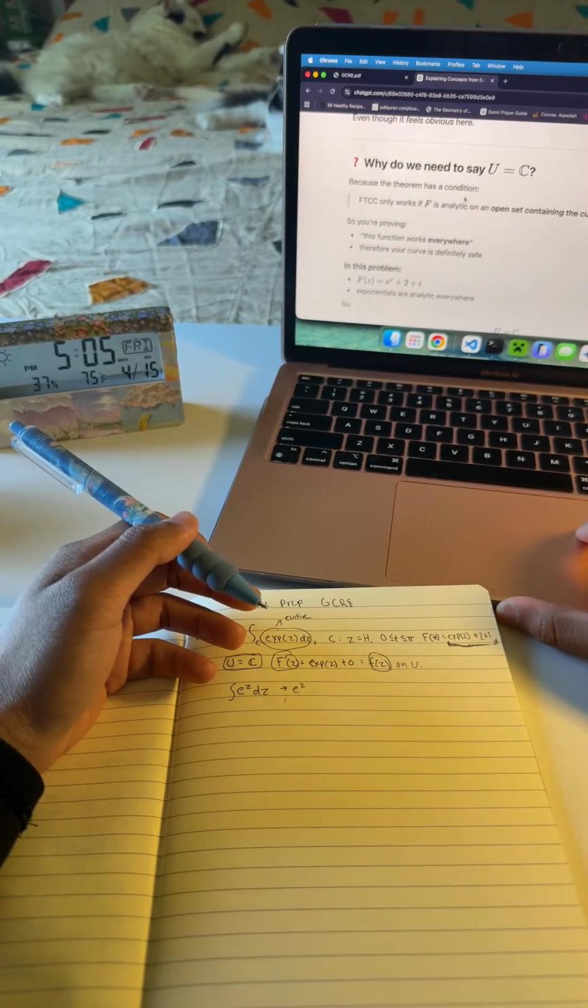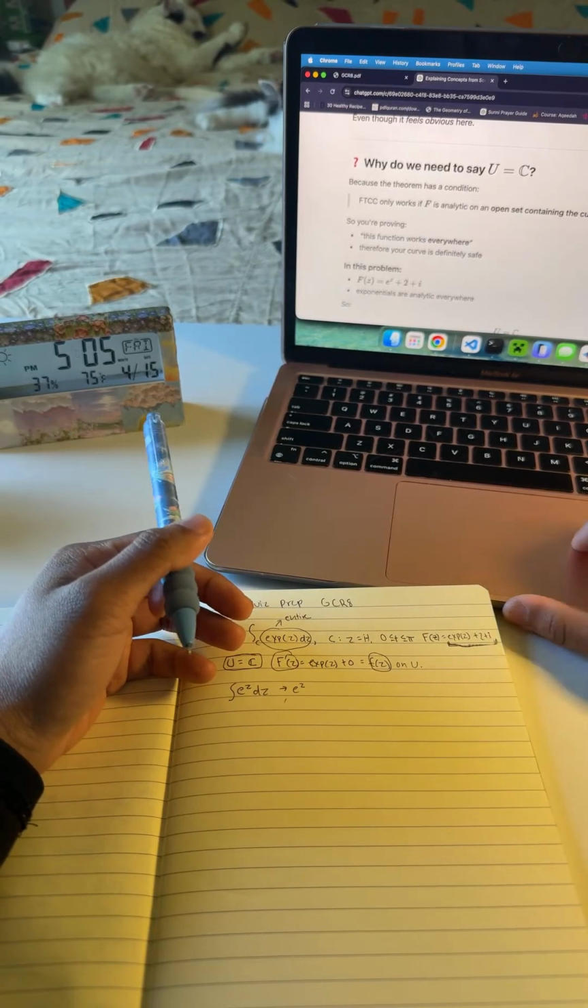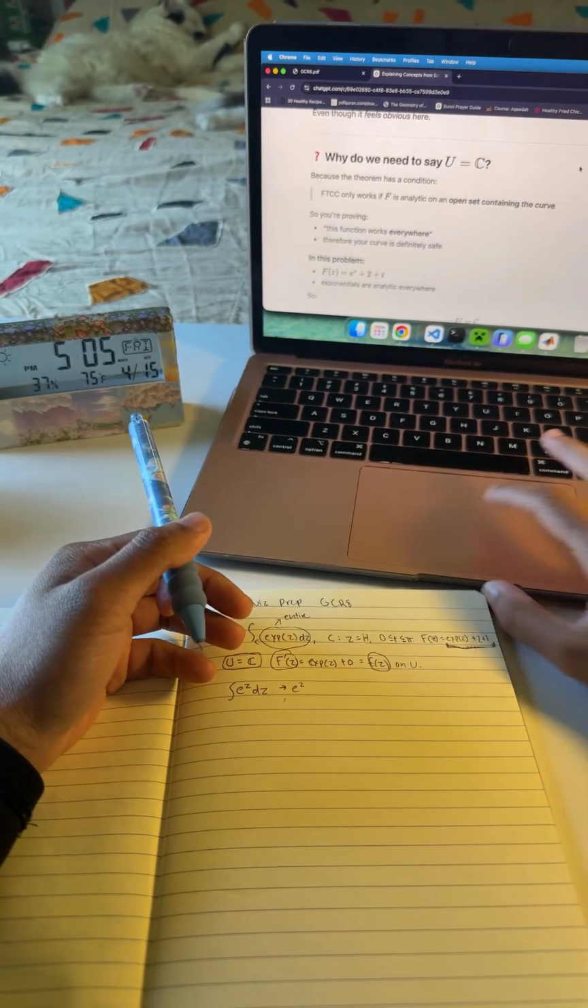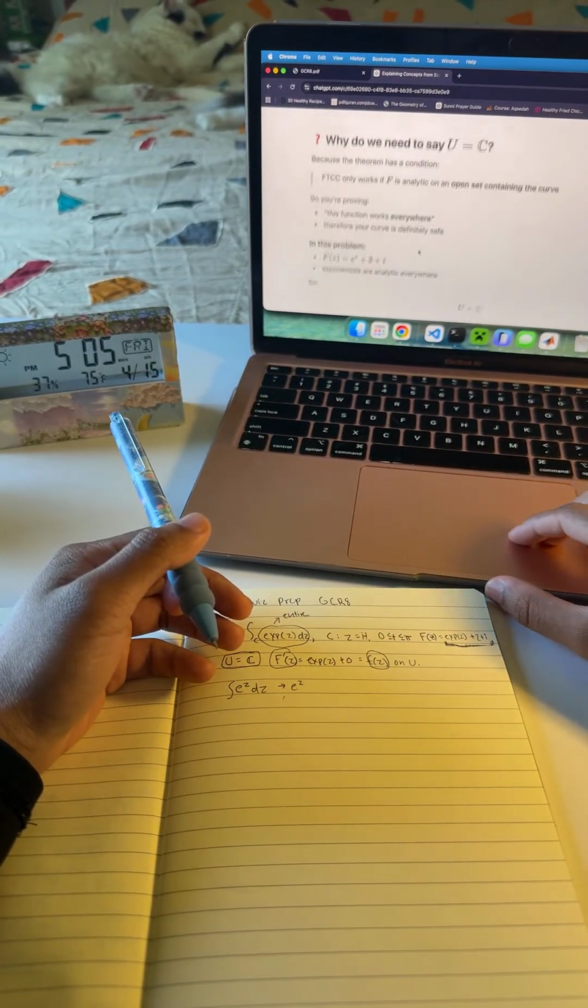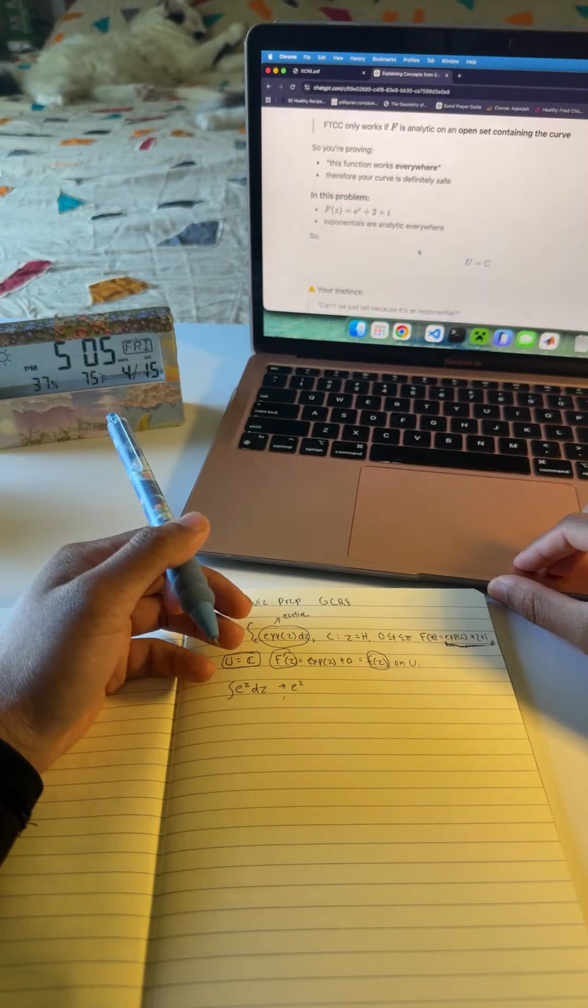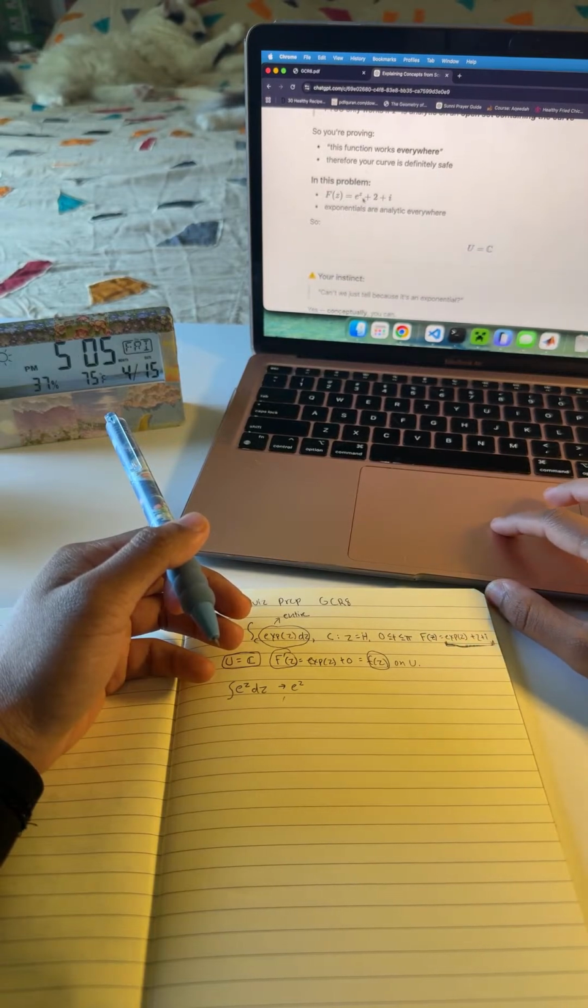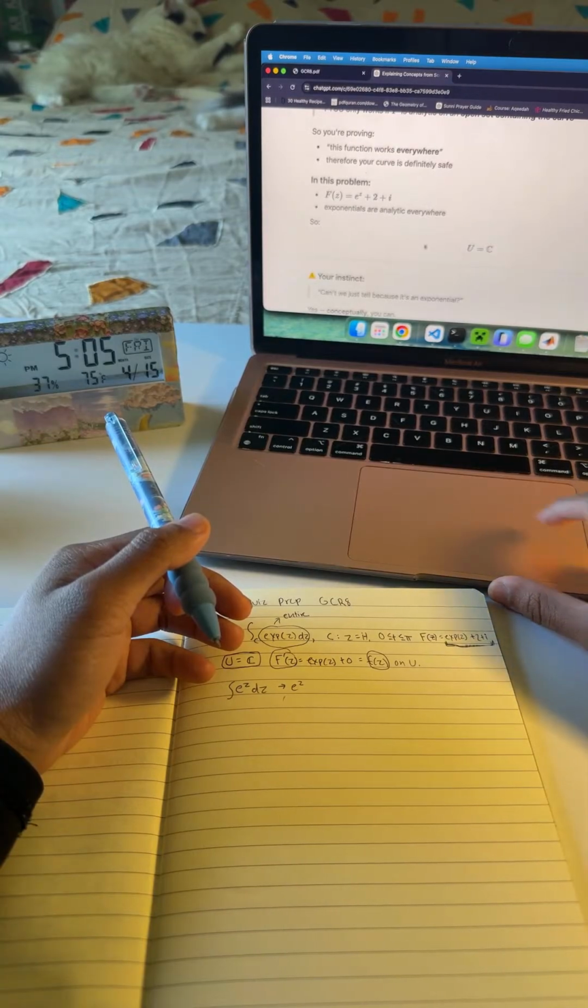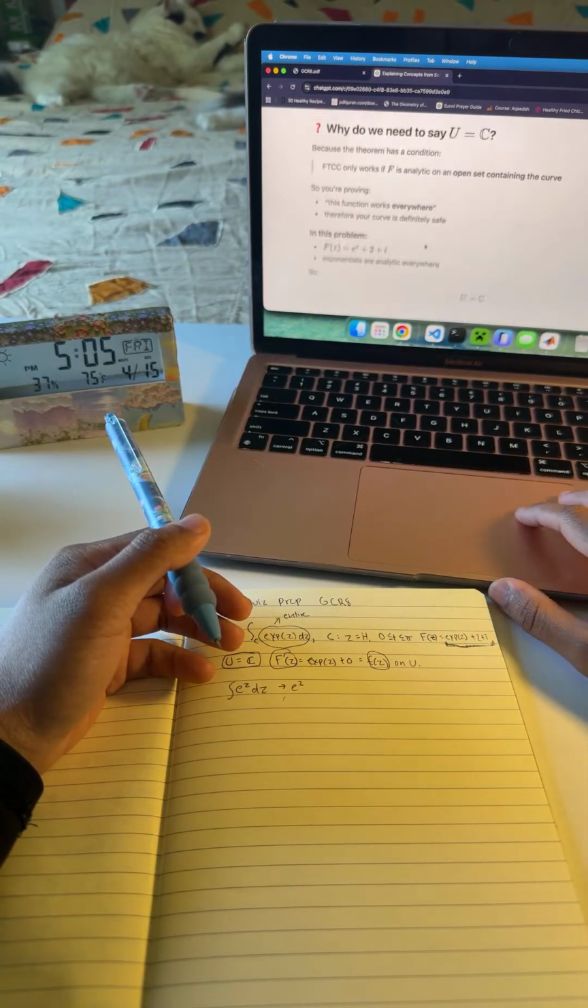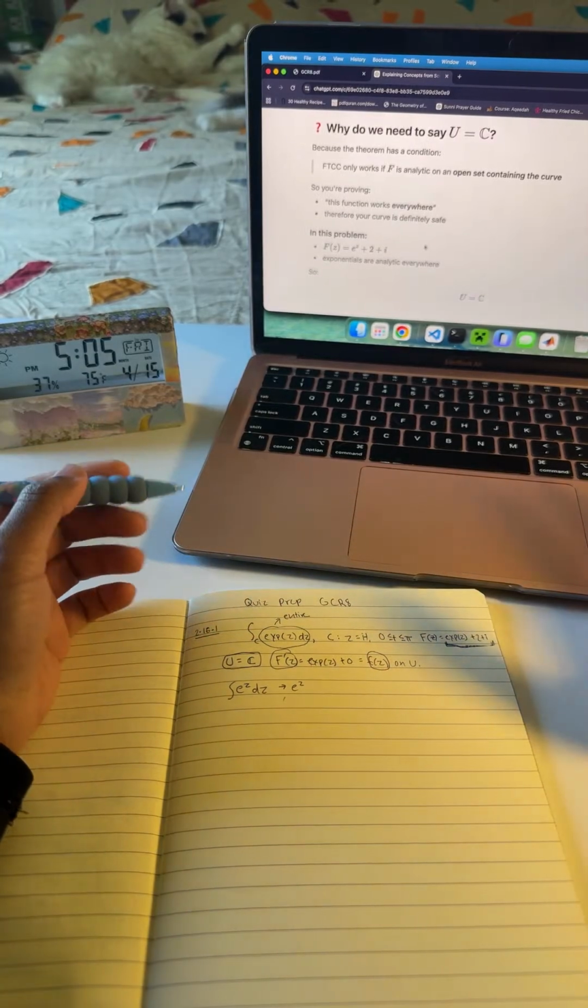Because the theorem has a condition. It only works if f is analytic on an open set containing the curve. So it has to contain the curve. So you're proving this function works everywhere. Therefore, your curve is definitely safe. In this problem, f of z equals e to the z plus 2 plus i. Exponentials are analytic everywhere. So u is equal to the complex plane.